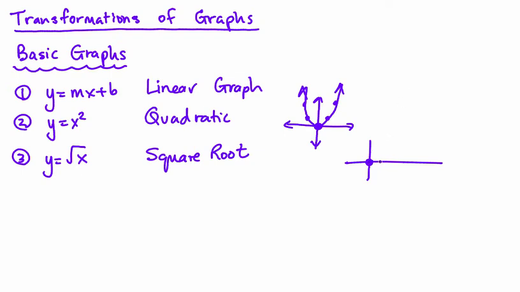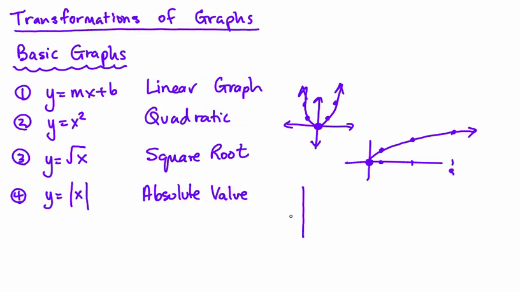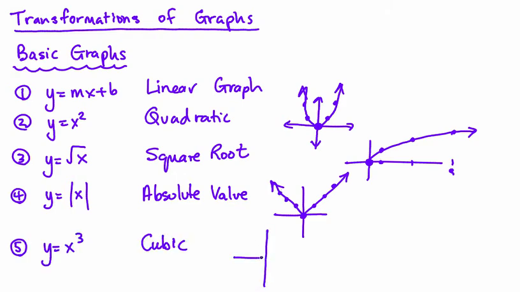and so it goes over 1 and up 1, over 4 and up 2, over 9 and up 3, and to the side. The absolute value graph goes through 0, 0, over 1 up 1, over 2 up 2, over 3 up 3, and it looks kind of like a V function, does that in both directions. The cubic graph goes through 0, 0, 1, 1, and negative 1, negative 1, 2, 8, negative 2, negative 8. And it looks a little bit like this.